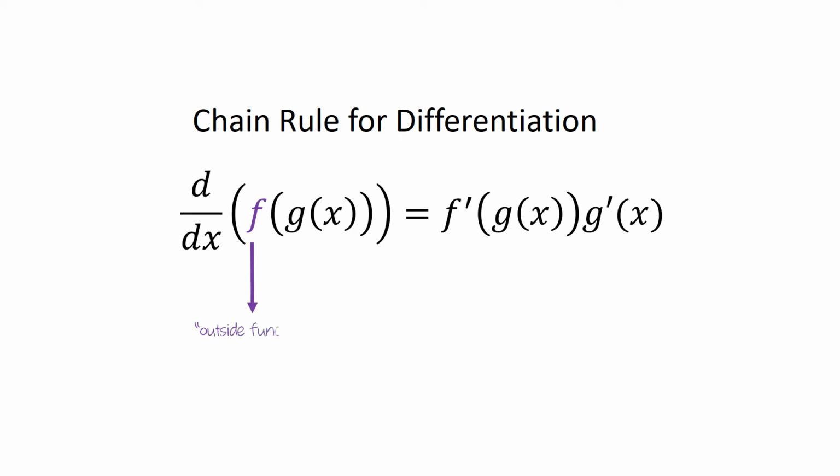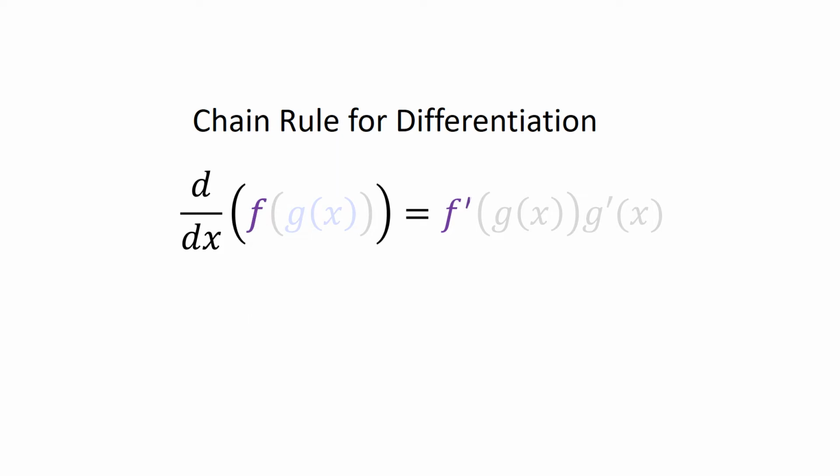Here, f is the name of what is often called the outside function, and g of x is called the argument of the function f. When differentiating a composite function, we need to take the derivative of the outside function, while keeping the argument, g of x in this case, the same. Multiply f prime of g of x by the derivative of g with x as its argument.